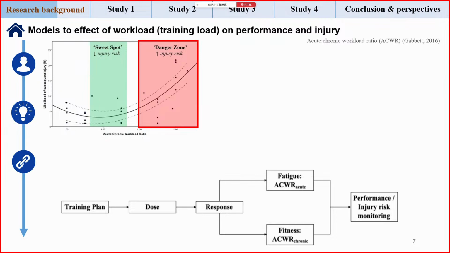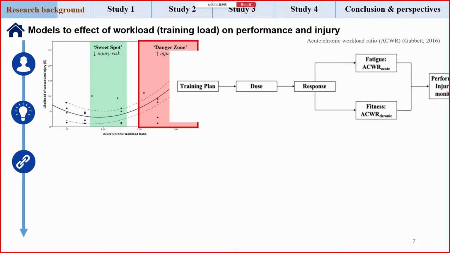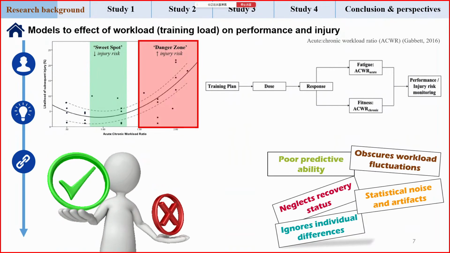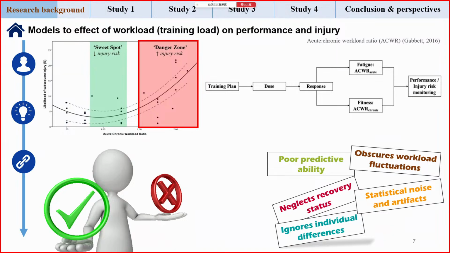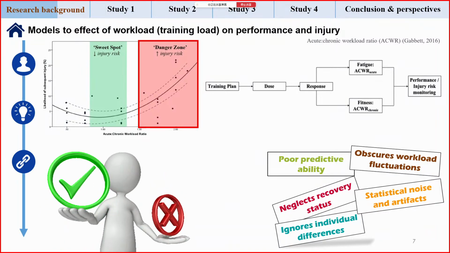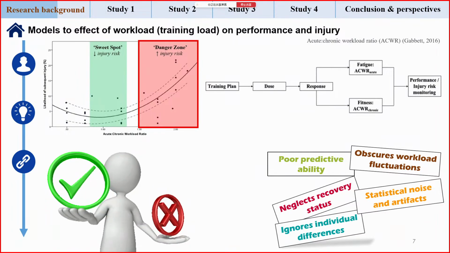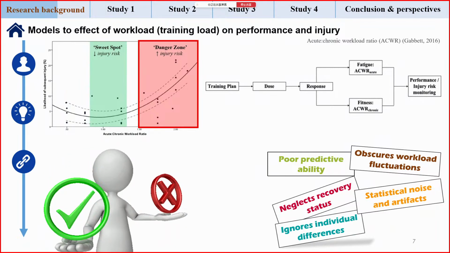As a fatigue indicator, acute ACWR helps identify whether recent training load is excessive. And as a fitness indicator, chronic ACWR reflects the cumulative effects of long-term training. ACWR has several key limitations, such as it ignores individual differences and the recovery status, obscures workload fluctuations, and it also has poor predictive ability and statistical noise.